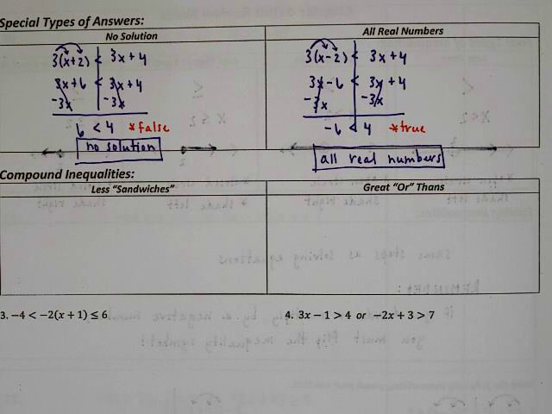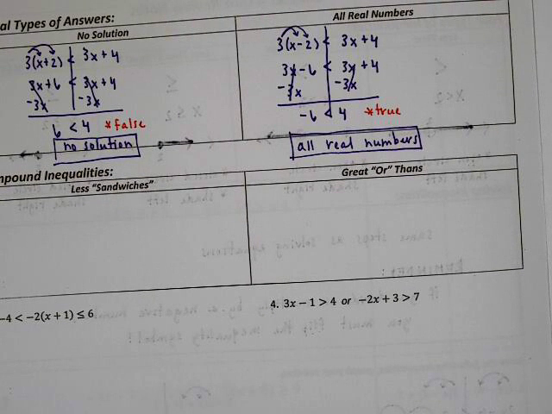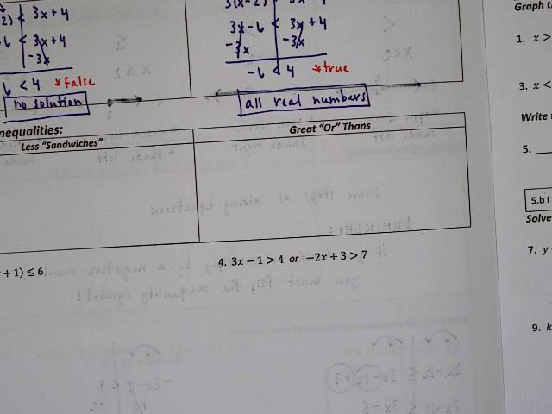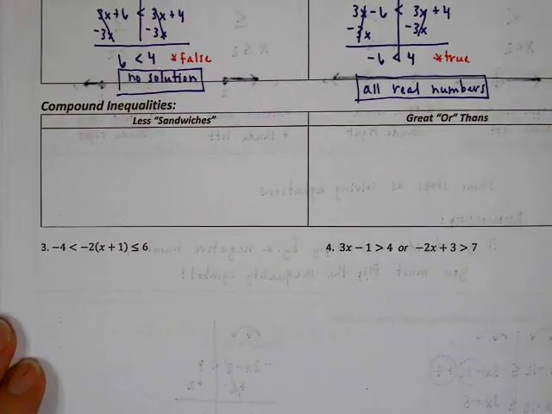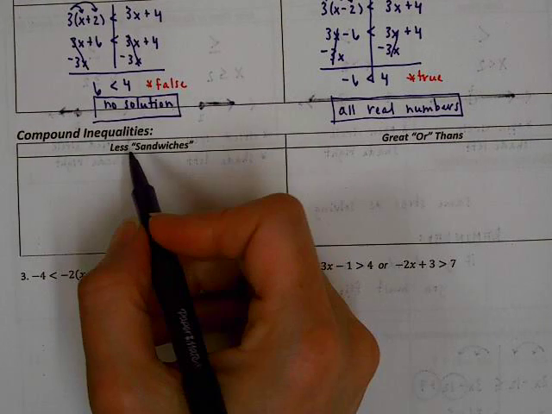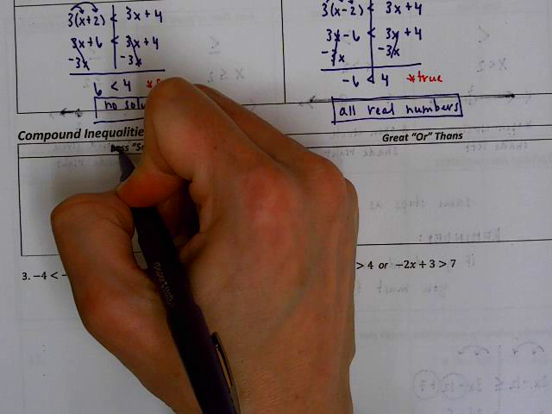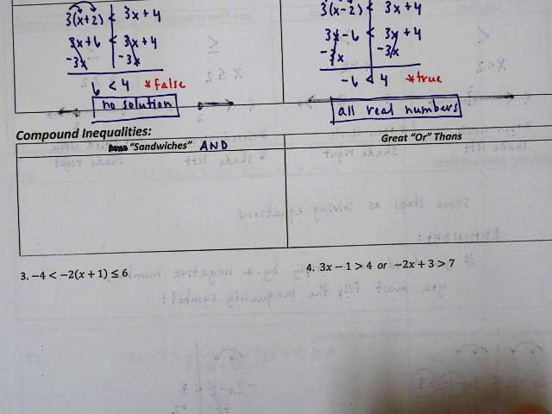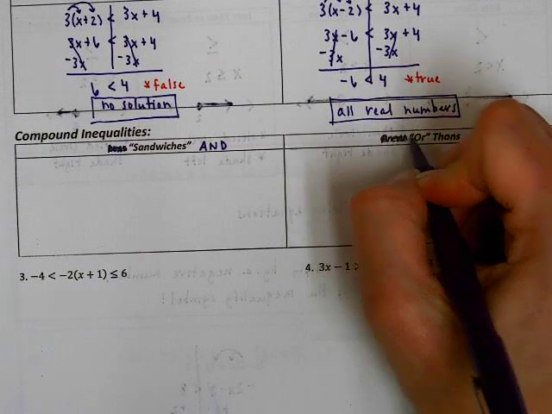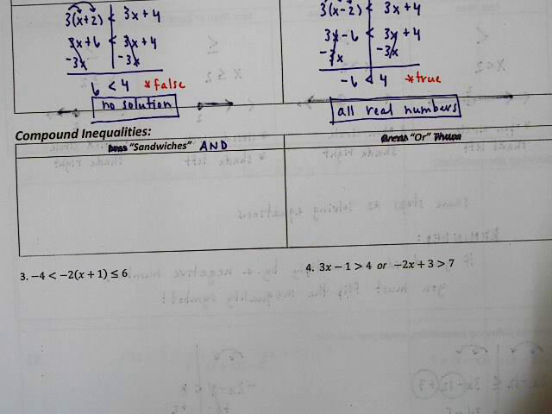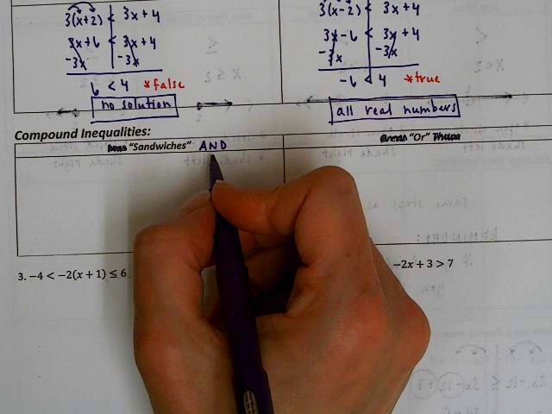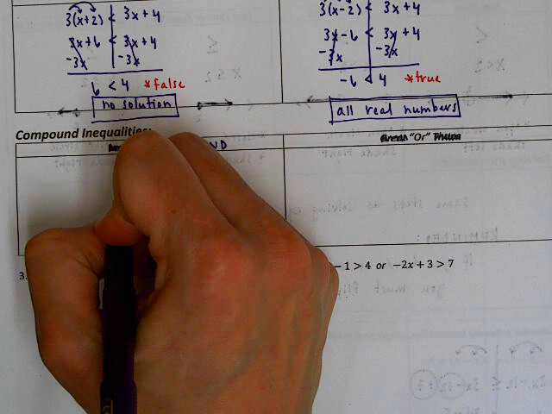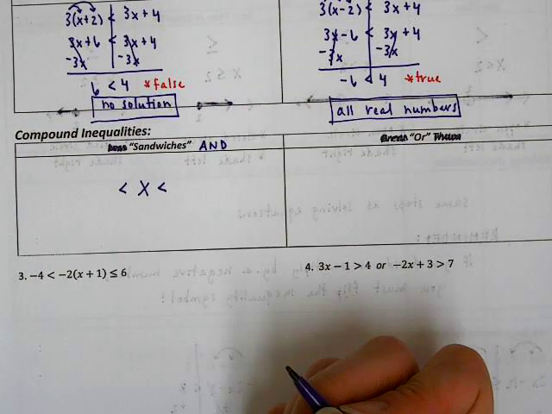All right, now the last piece of the chapter was on compound inequalities. Now, I didn't really call them this, but we did use the idea of sandwiches for our ands. And then we had our or inequalities. Remember, ands were where the x, or whatever variable, was sandwiched in between two values.